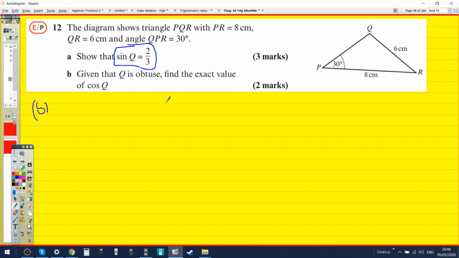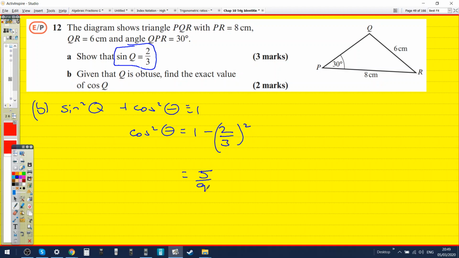So sine squared Q plus cos squared Q equals 1, and then 1 minus sine squared Q equals cos squared Q. So we do 1 minus 2 over 3 squared, which is 5 over 9, which equals cos squared Q. Then we just do the root of 5 over 9, which is root 5 over 3, which equals cos Q.